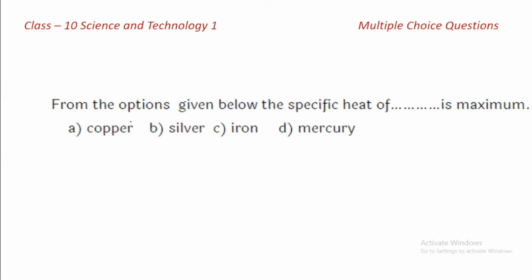Next question: from the options given below, the specific heat of dot dot is maximum: copper, silver, iron or mercury. The correct answer is iron. The specific heat of iron is maximum.